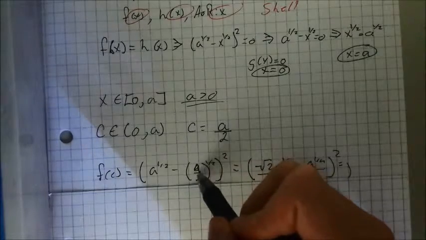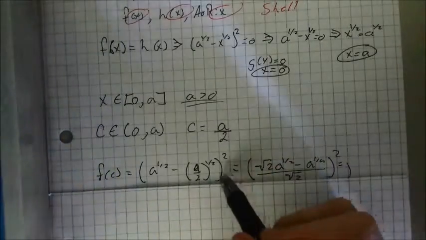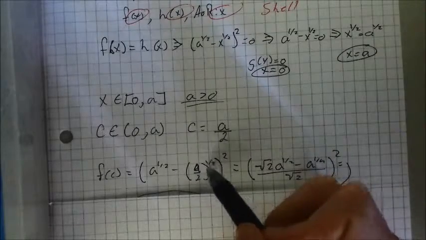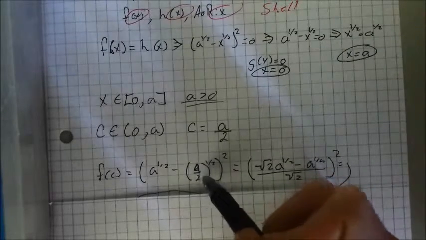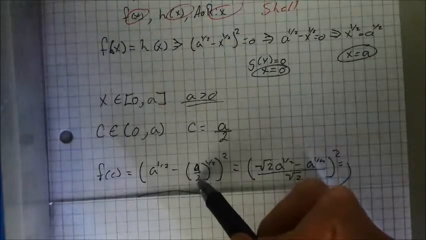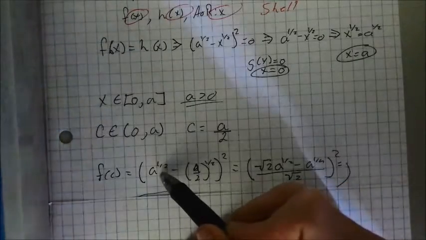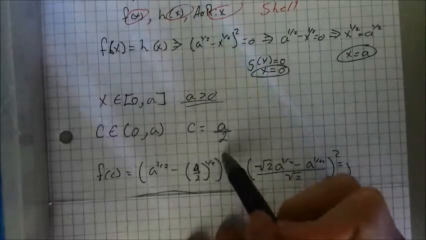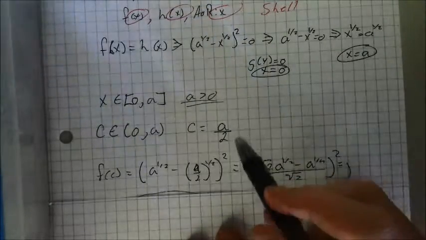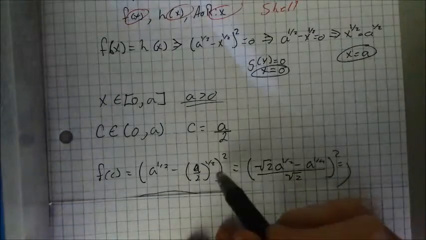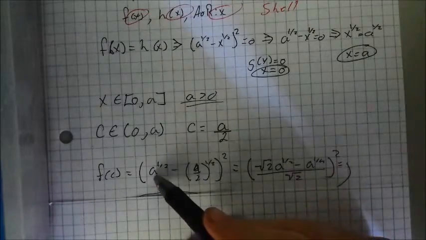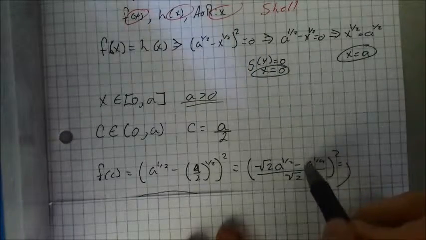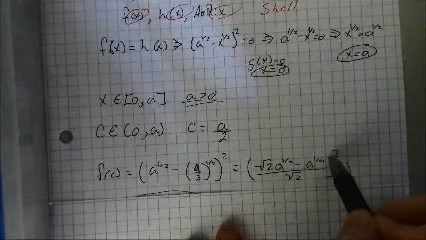So we have a to the 1/2 minus a over 2 to the 1/2 squared. And from there, I went ahead and distributed this 1/2, so it's a to the 1/2 over 2 to the 1/2, and 2 to the 1/2 is just the same thing as square root of 2. So I have a to the 1/2 minus a to the 1/2 over square root 2 squared. And to do anything with this, I want to find a common denominator, which is square root of 2. So I'm going to multiply square root of 2 over here to get square root of 2 a to the 1/2 minus a to the 1/2 over square root of 2 squared.